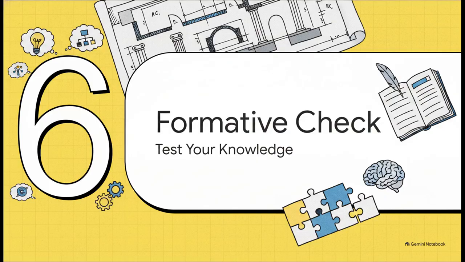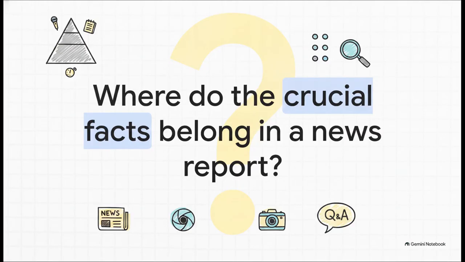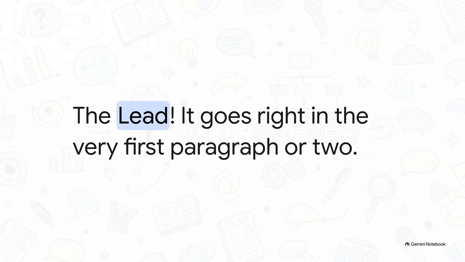Section 6, Formative Check and Recap. Let's see what we've got. So, think back to that inverted pyramid diagram we were just looking at. If you have the absolute most critical facts about an event, the who, what, when, where, why, and how, where exactly do you place them in your structural blueprint? It belongs right up there at the top in the lead. Putting it in those very first 1 or 2 paragraphs allows readers to just skim the headline and boom, they immediately grasp the core of the story without having to hunt around for it.